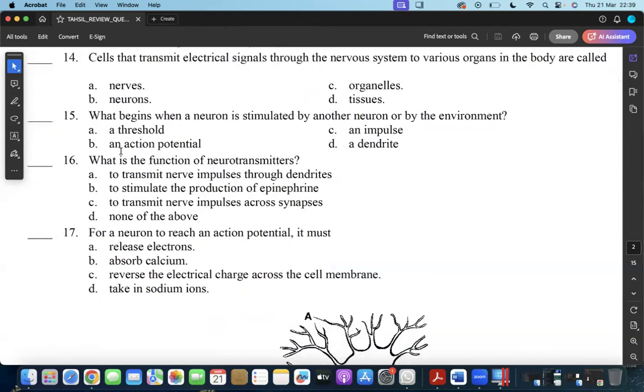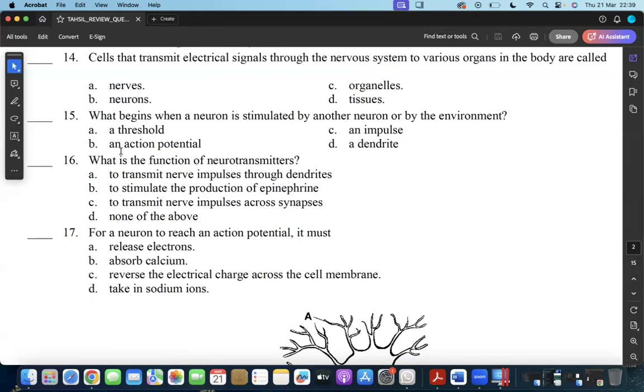Question number 15 says, what begins when the neuron is stimulated by another neuron or by the environment? So what happens when there is a trigger, when there is a stimulation by a neuron for another neuron? Because neurons usually stimulate themselves. They usually trigger responses by sending impulses from themselves to another nerve cell.